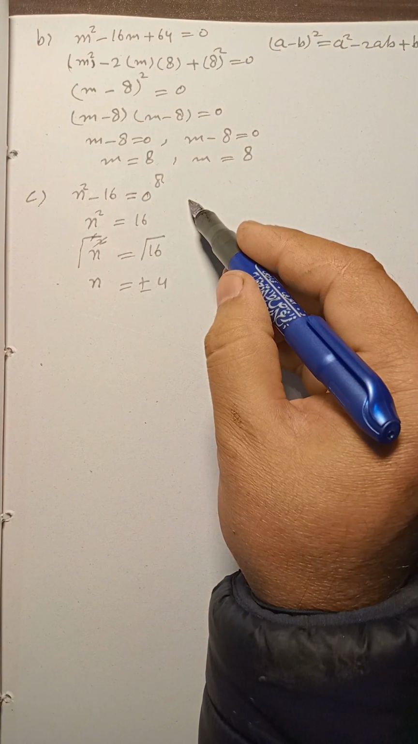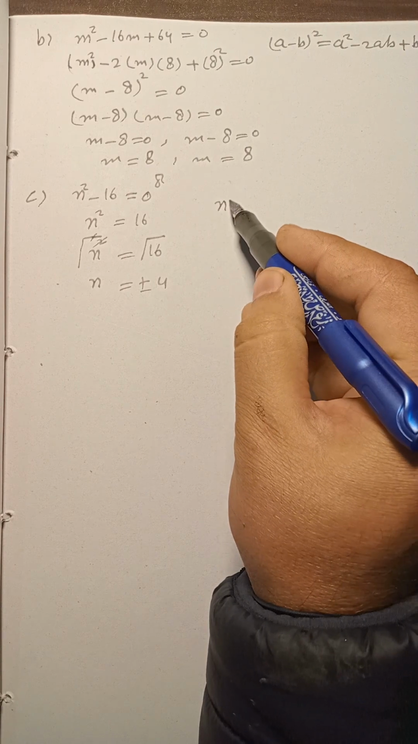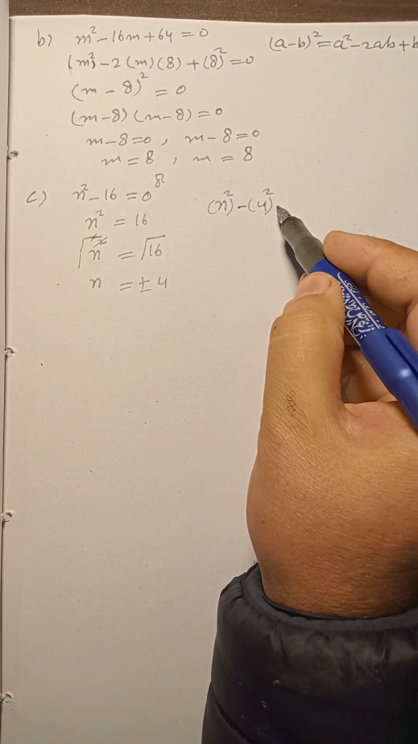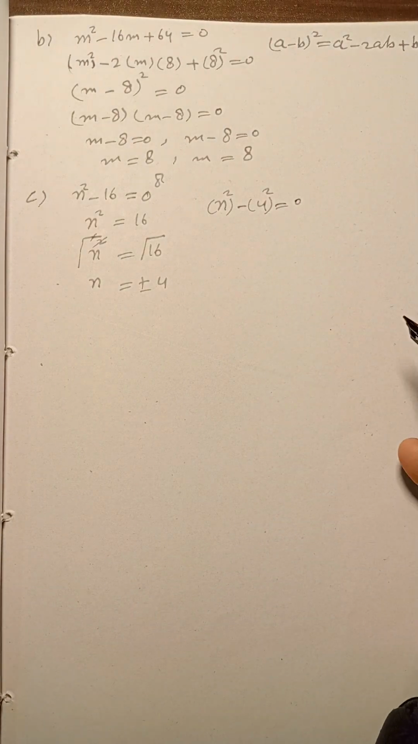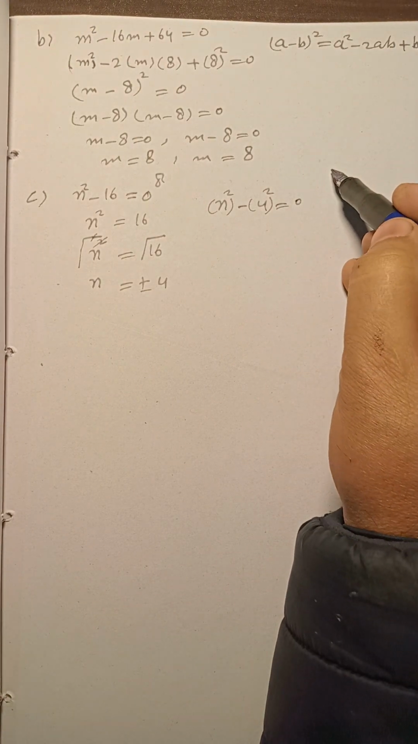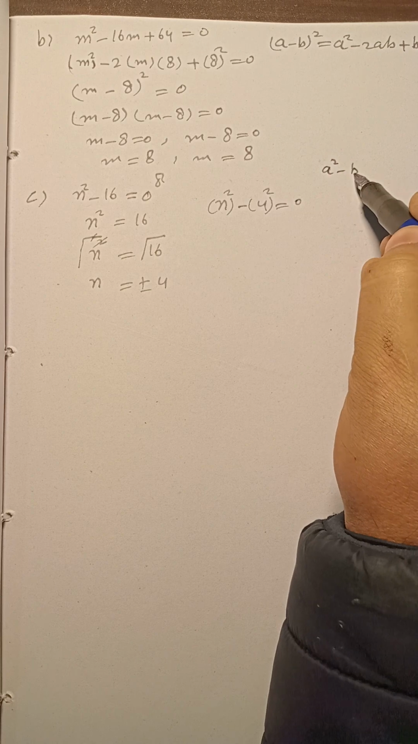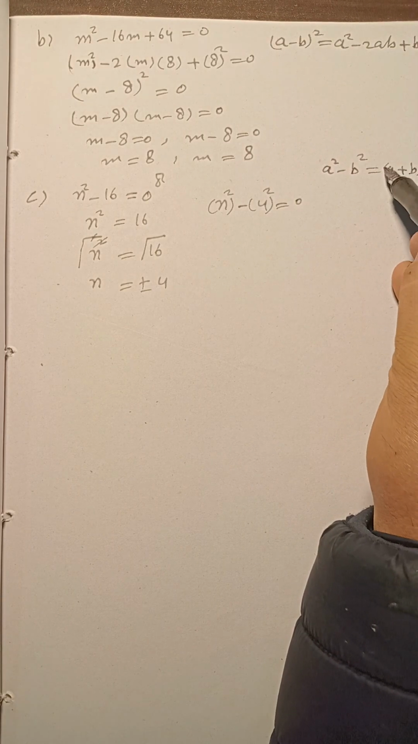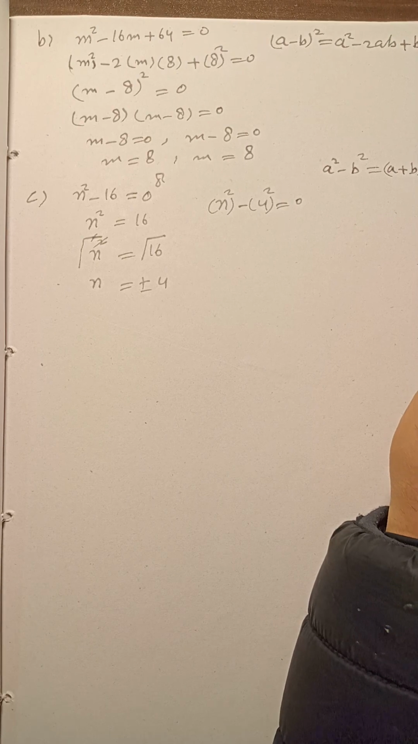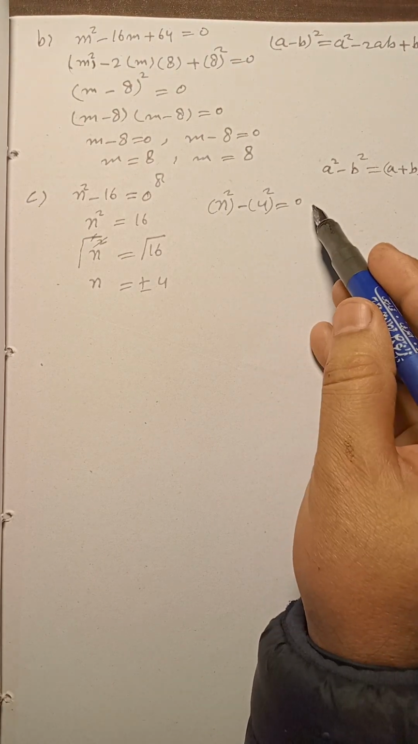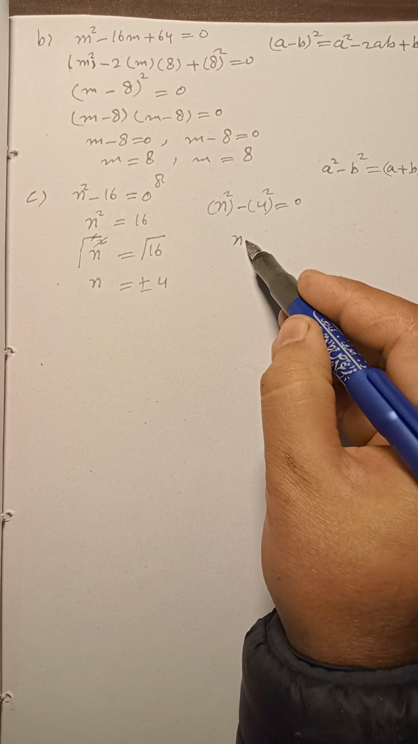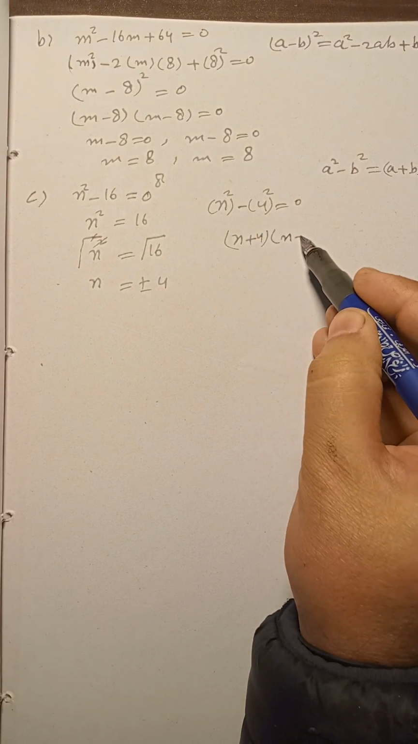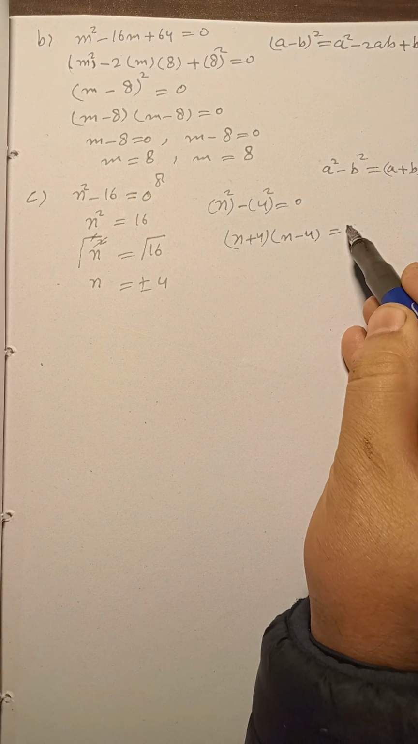In the second method you can solve it as n square minus 4 square. It means a square minus b square, just like we have solved with the formula a square minus b square is equal to a plus b and a minus b. A square minus b square is equal to 0. Now n plus 4 and n minus 4 is equal to 0.